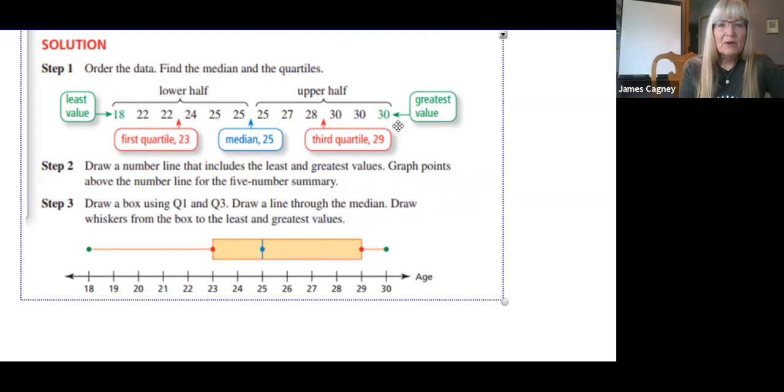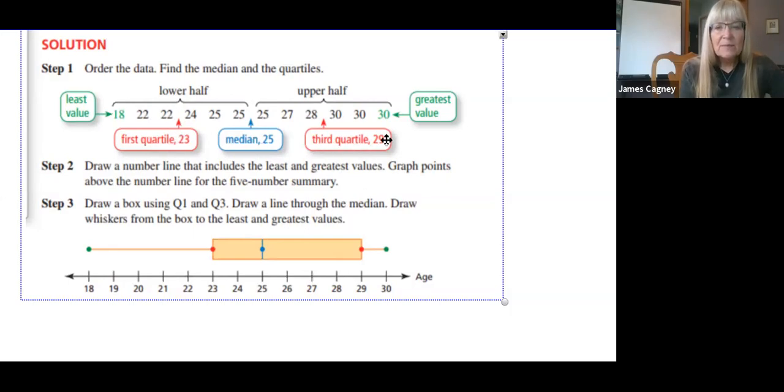So I put them in order. I'm going to put a dot for the smallest, a dot for the biggest, so that's my max. Here's my min. Then I find the middle number. The middle number would be 25. And when I find the middle of the lower half, which is 23, again, I'm going to average these two together. Remember, if it's an even number, I add them together and divide it by 2.